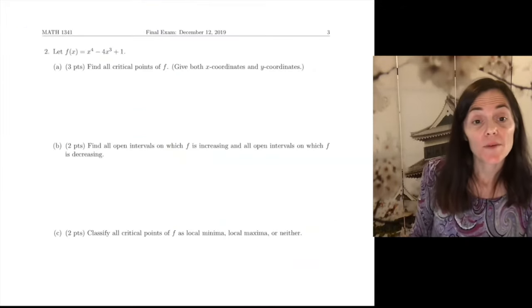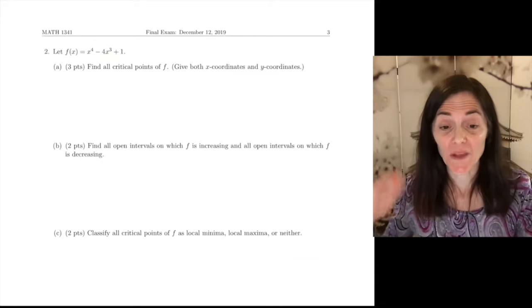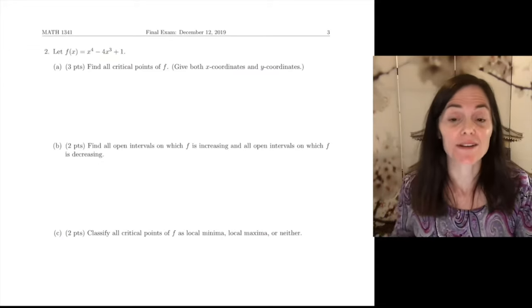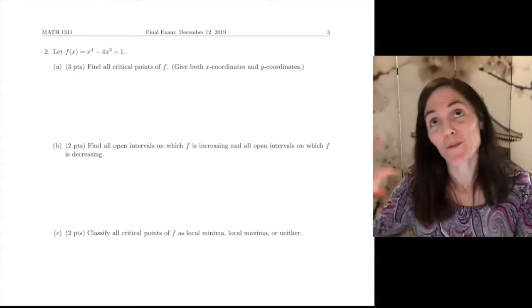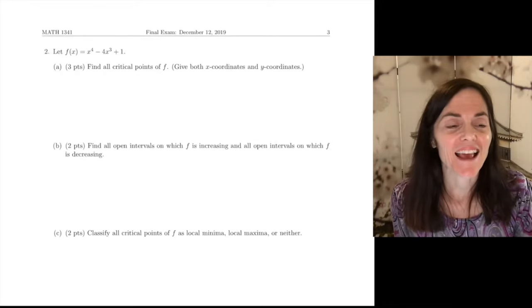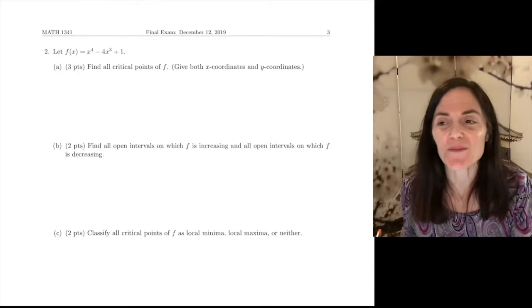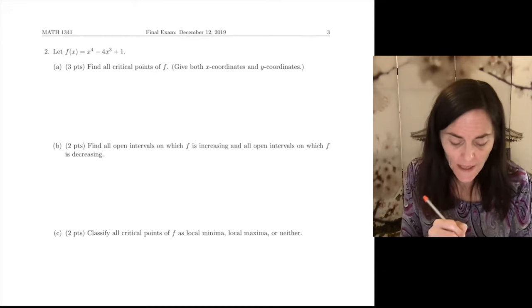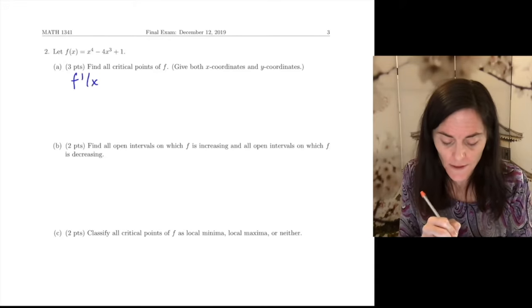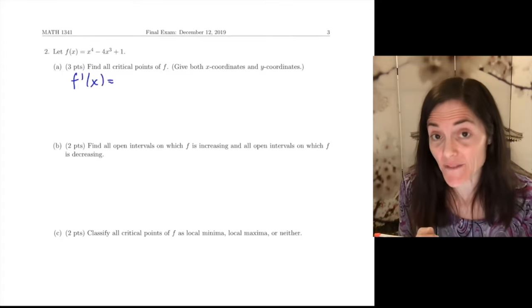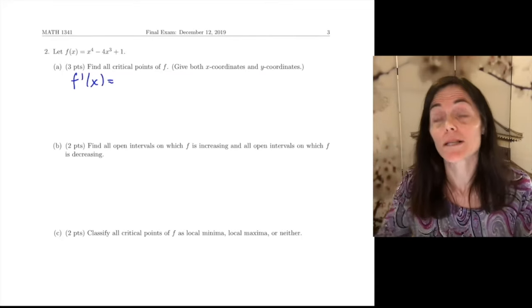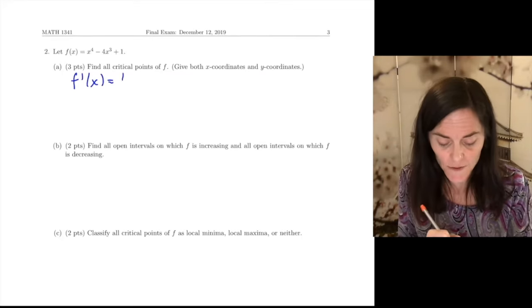Okay, now we have a polynomial. We want to know lots of things: critical points, increasing, decreasing, local max and min. We will have global max and min and concave up and down all in one problem. Okay, the first thing we need is to take the derivative. And critical points by definition are where the derivative is 0 or does not exist. They are x values in the domain.